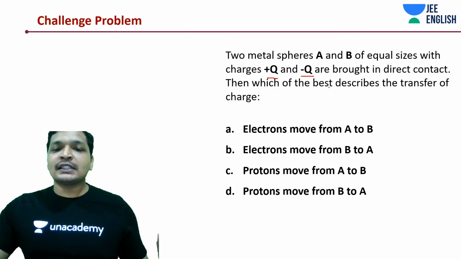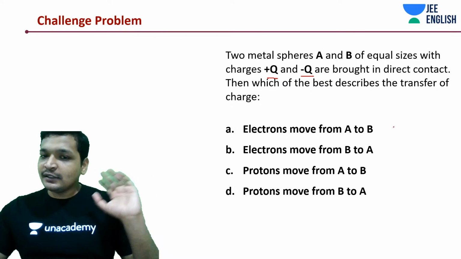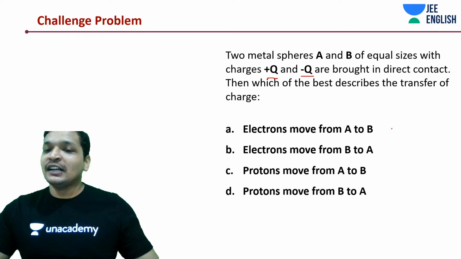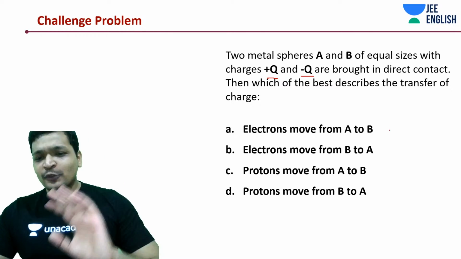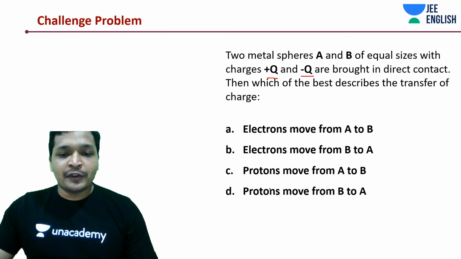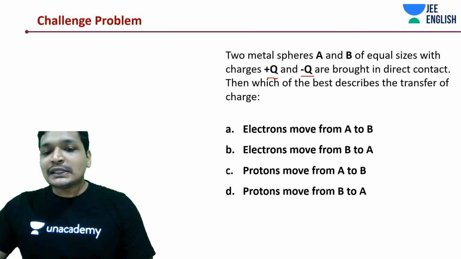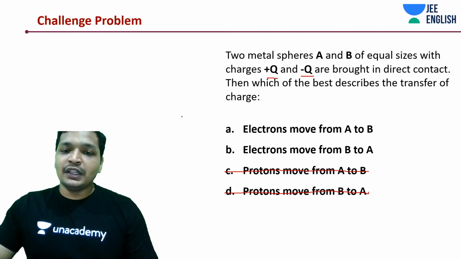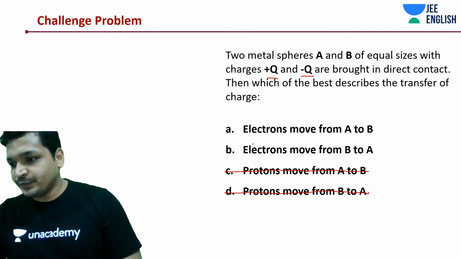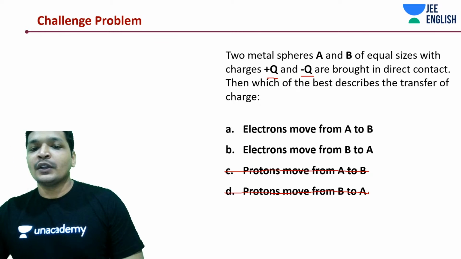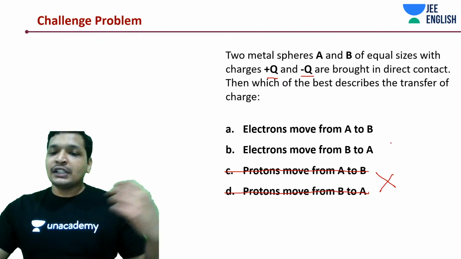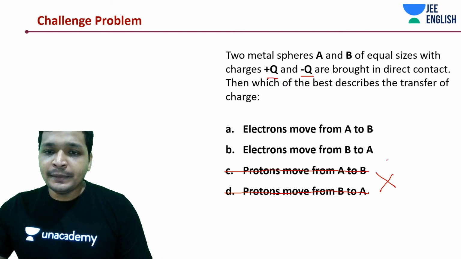So which of the following best describes the transfer of charge? Option A, electrons flow from A to B. Option B, electrons move from B to A. Option C, protons move from A to B, and option D, protons move from B to A. So C and D do not make any sense because protons do not transfer, protons don't flow. We assume that only electrons flow. So C and D are wrong. Good, Rohit. The answer should have been B. Why B?